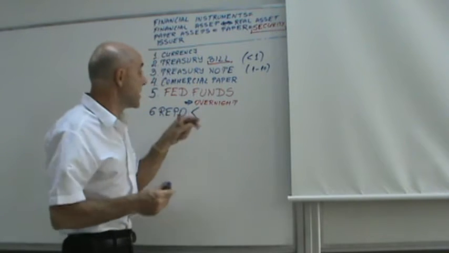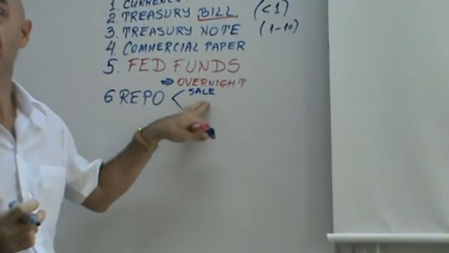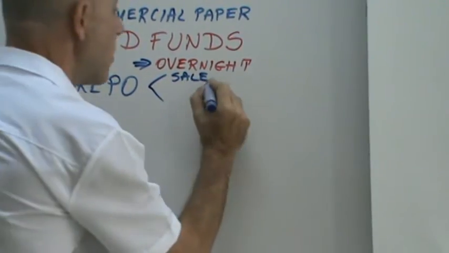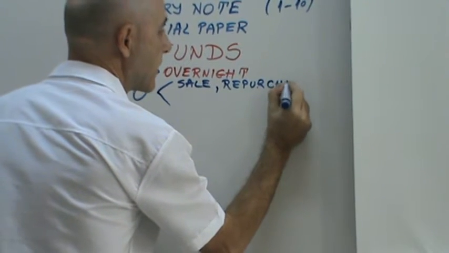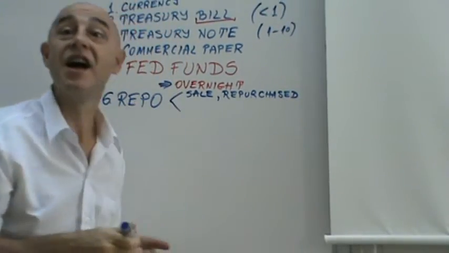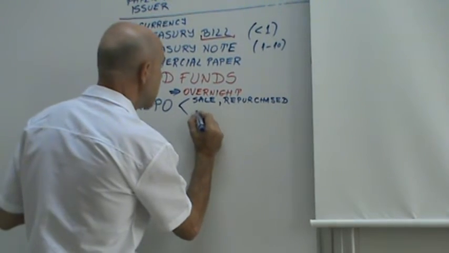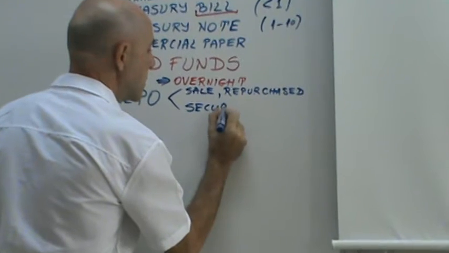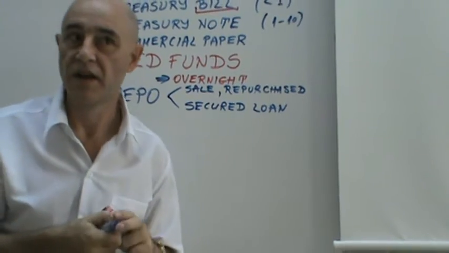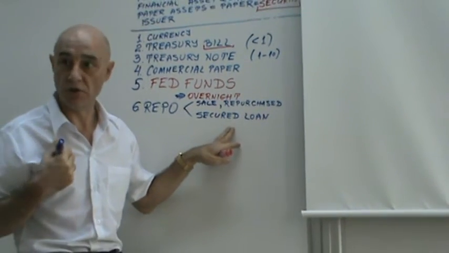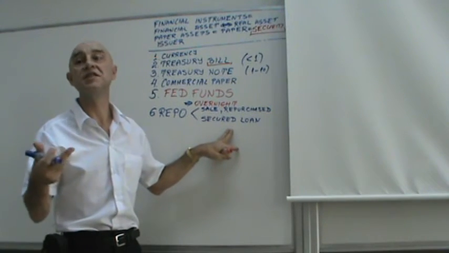Now, technically, it is a sale. The securities are technically sold and later repurchased. This is the legal definition. The economic definition is a secured loan. In other words, one party makes a loan and provides some securities as security.